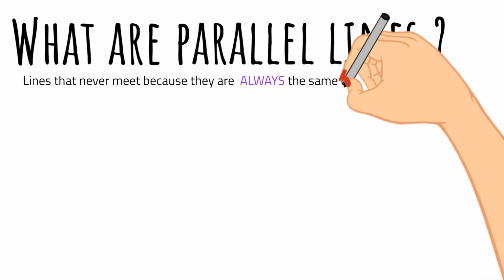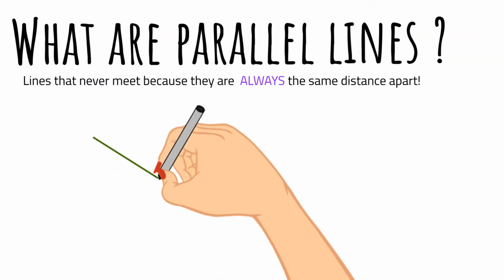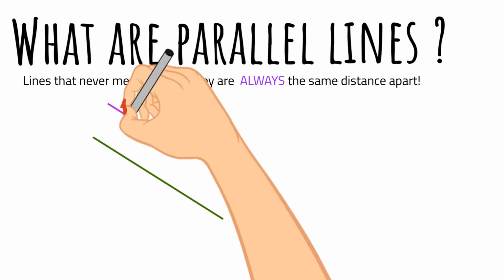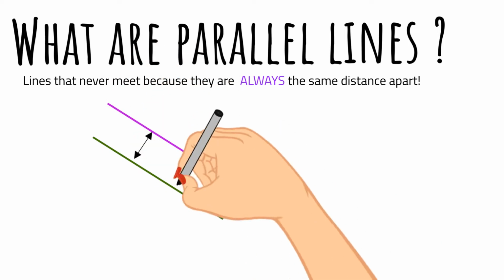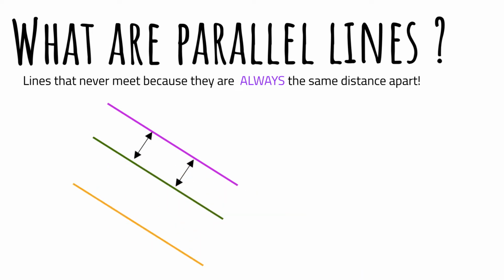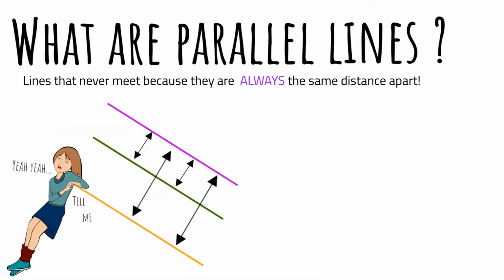Well, lines that never meet because they are always the same distance apart. So if I have this line and another line, I can say that these are parallel because there is an equal distance between them at all points. Here's another line that's parallel. Okay, so you might already know this.